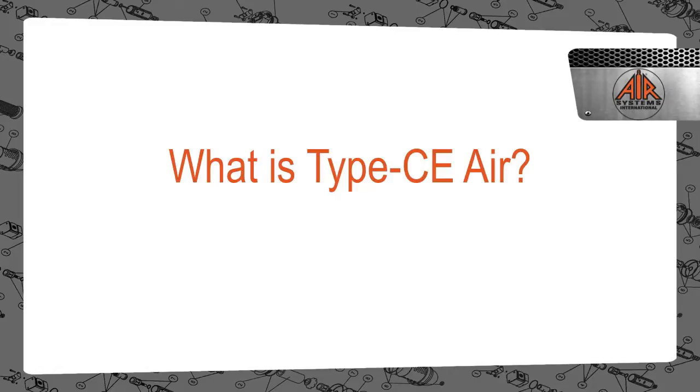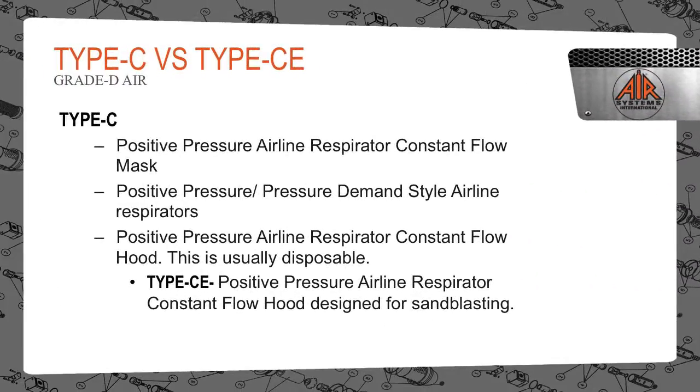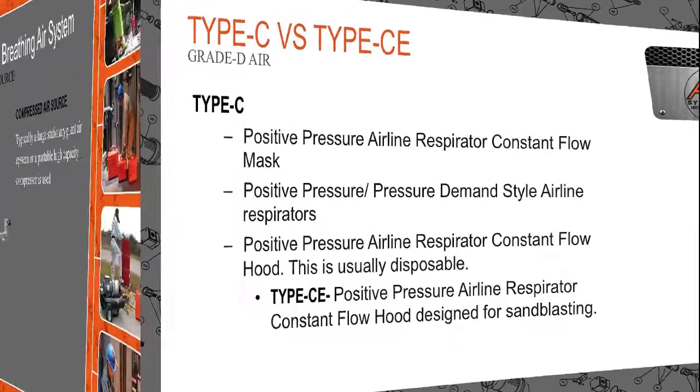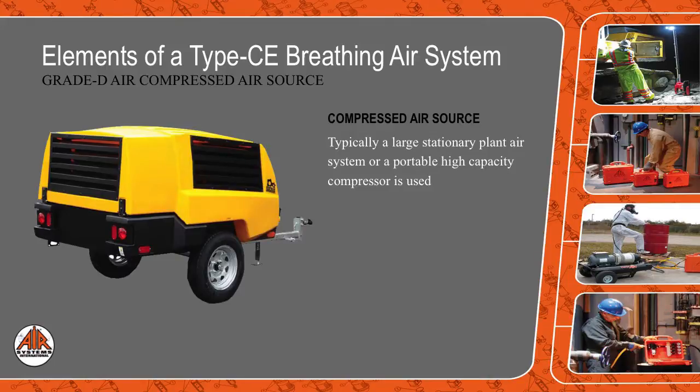The difference between Type C and Type CE air is the respirator being used. A Type CE hood is a special category of Type C respirators. Type CE hoods are used in the sandblasting, paint, and coatings industries.